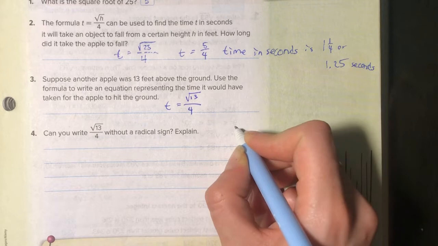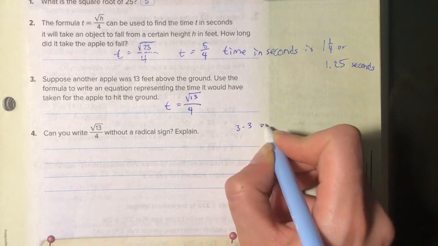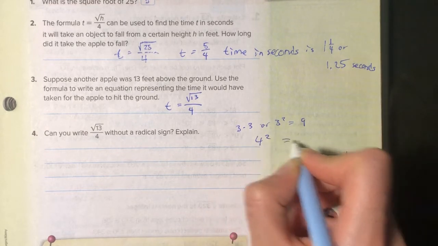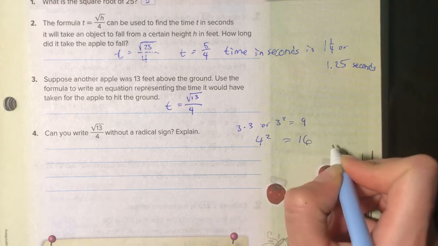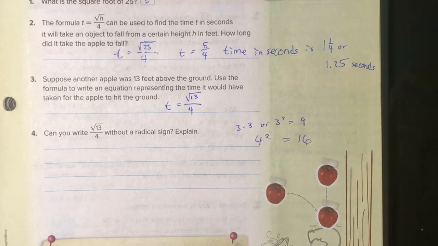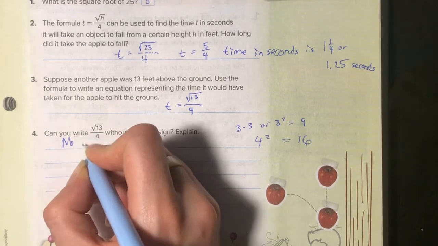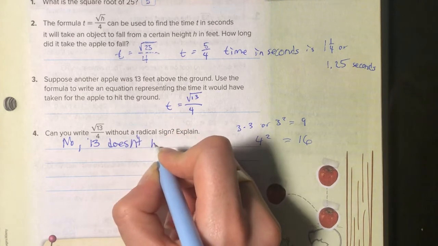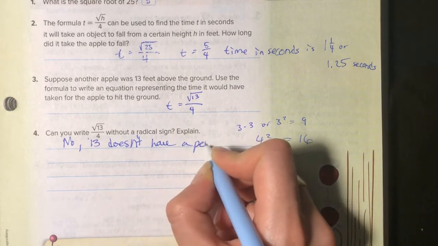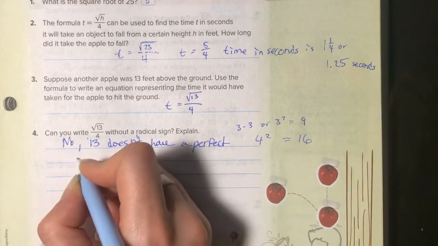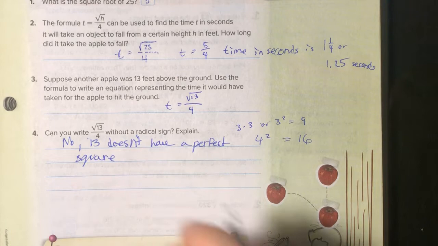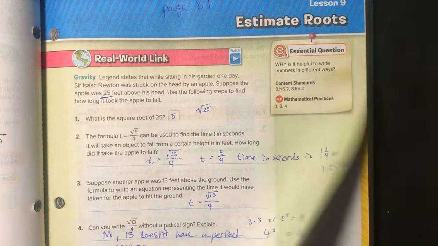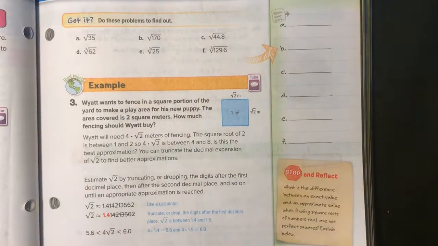Well, think about it. 3 times 3, or 3 squared, equals 9, but 4 squared equals 16. So there is no 13. There's no way to get it there. So no, 13 doesn't have a perfect square. Okay, so that's where the estimating is going to get involved here. What to do when you don't have a perfect square.